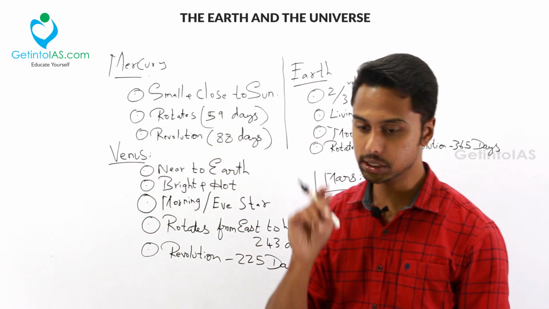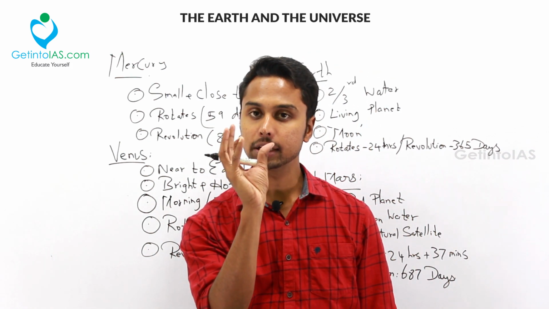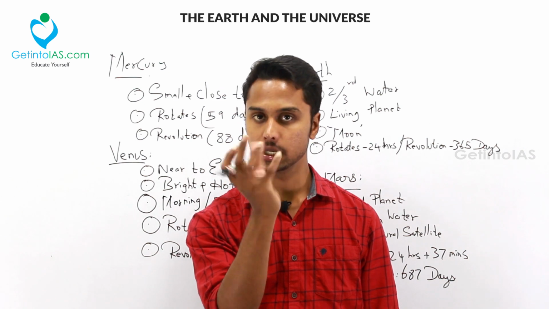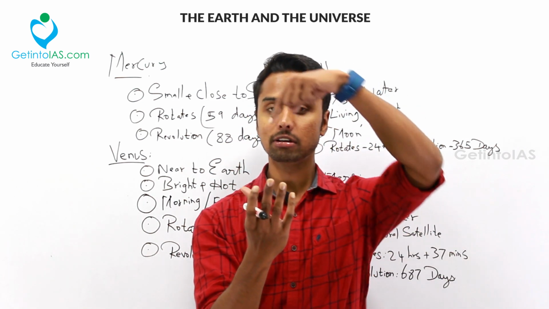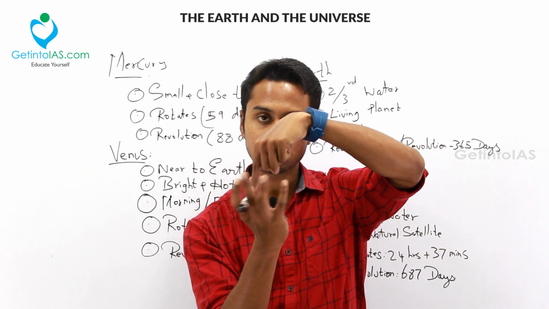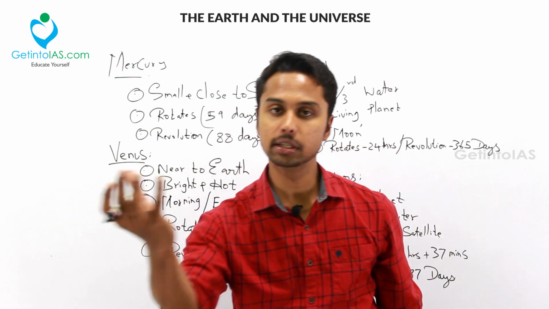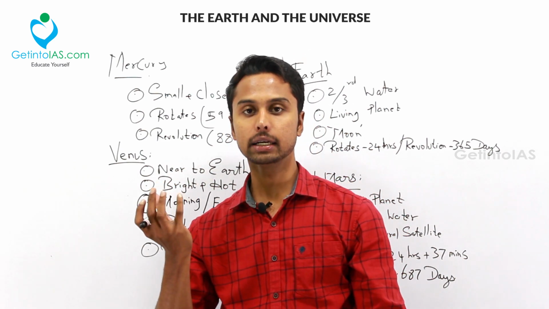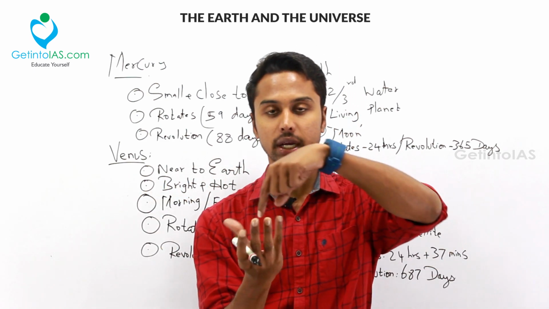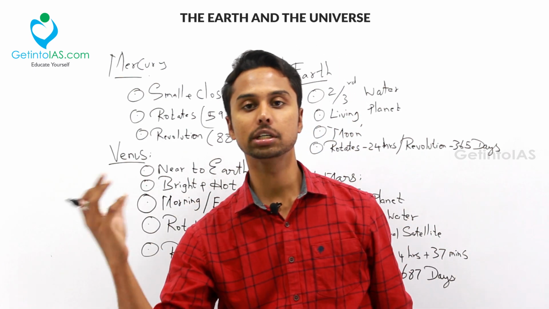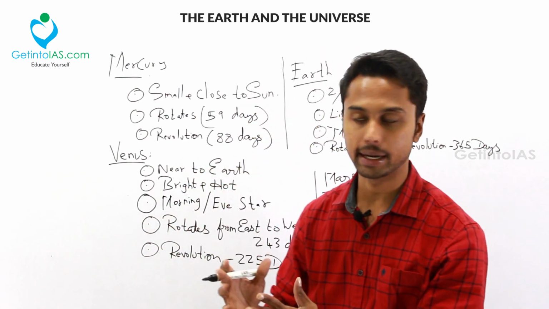That you should understand. What is rotation and what is revolution? Rotation means when a planet rotates on its own axis. So this will be the axis and the planet will rotate. This is rotation. So what is revolution? Revolution is when the planet moves around the sun. So rotation is on its own axis and revolution is around the sun. Those are the two motions of the planets.